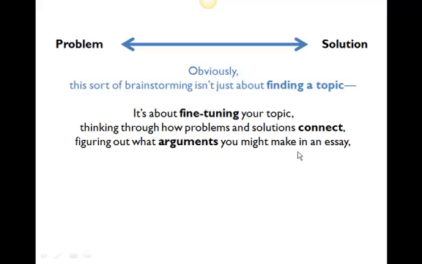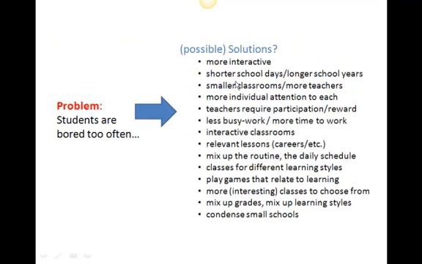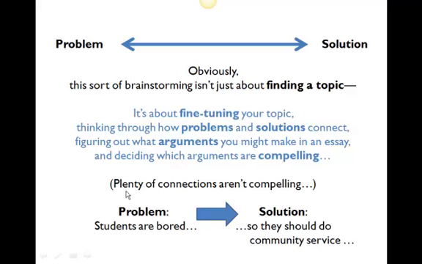You might do this brainstorming and find several more paragraphs of ideas, and deciding which arguments are compelling, which ones make sense, which ones work. So you might make a list and then go through and say, I'm going to cross off several of these. They don't really seem compelling to the problem I'm trying to solve. I said here, plenty of connections aren't compelling. I might put these two topics together that I just talked about and said, well, students are bored, so they should do community service. I see a connection there, but I don't see a compelling connection. I don't see a real reason that this follows this, and that would weaken a paper if I wrote it on that topic.